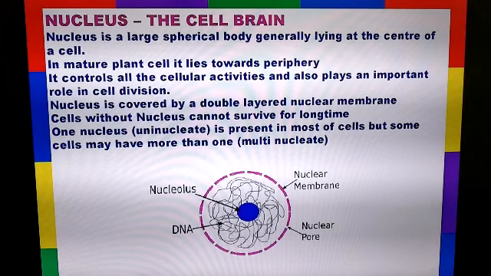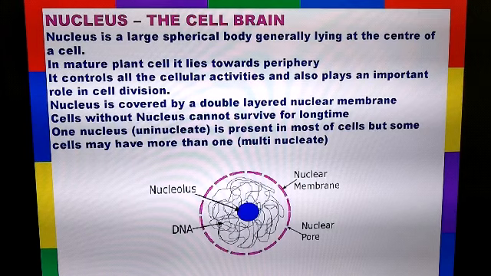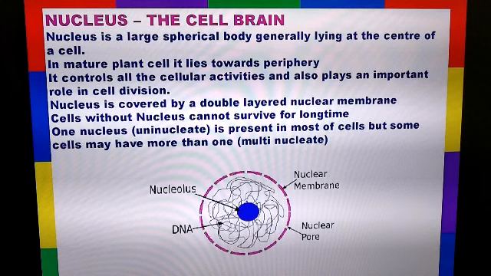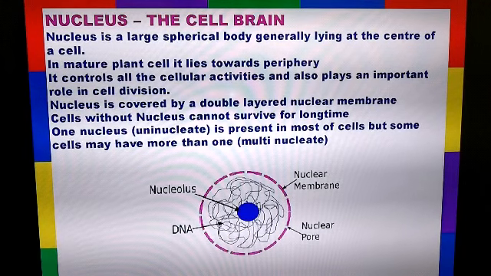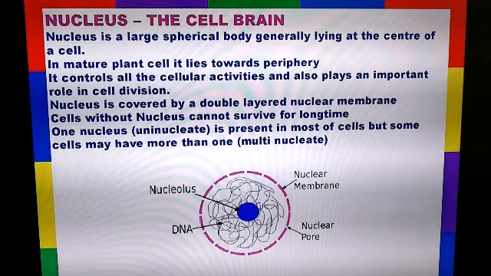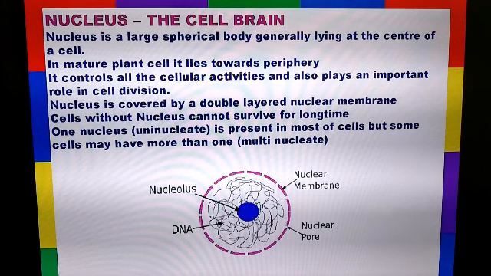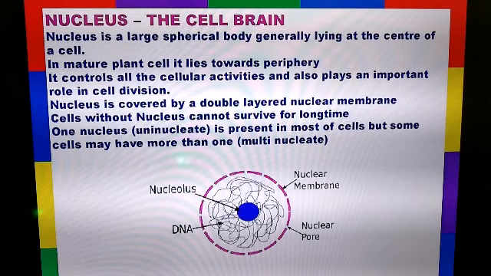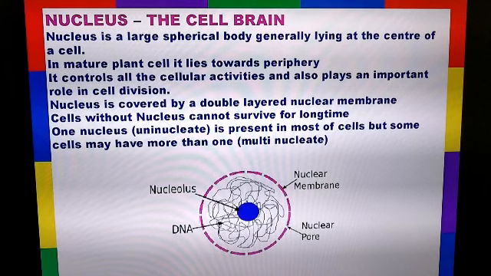You will find that the nucleus, being a very important part of the cell, is made up of a double membrane. So we'll see about the structure of the nucleus in the next slide. So the nucleus is covered by a double layered nuclear membrane. Cells cannot survive without the nucleus. If the cell contains one nucleus, then the cells are called uninucleated cells. But if the cells contain more than one nucleus, then the cells are said to be multinucleated.